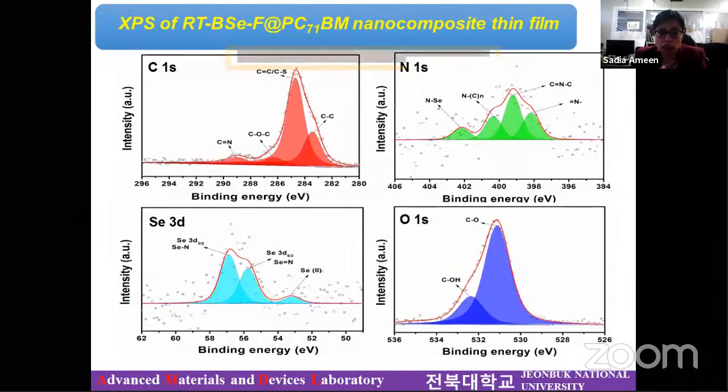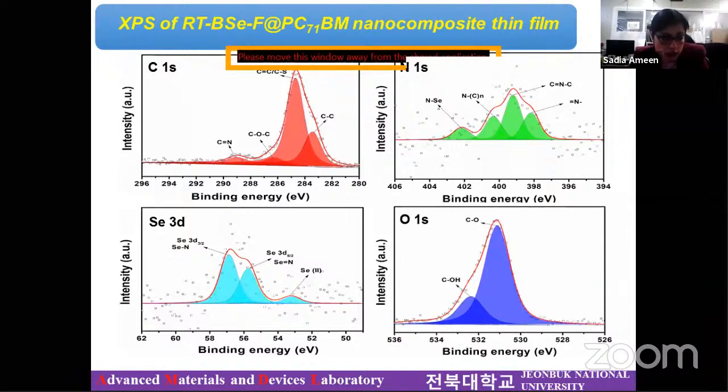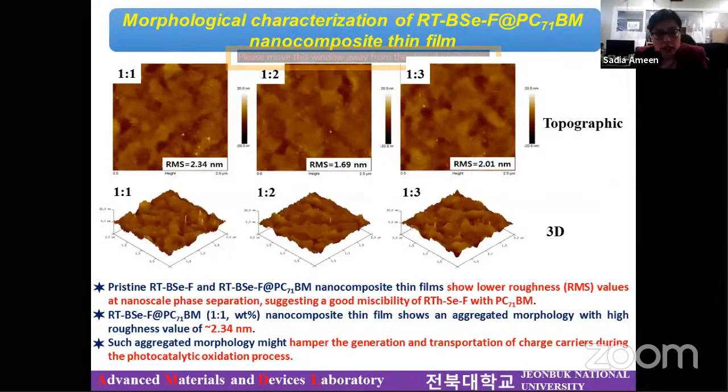Furthermore, we wanted to make sure of the chemical bonding in our synthesized composites. So we did the XPS characterizations, which we have shown here. The occurrence of all the significant peaks, that is for carbon, selenium, oxygen, as well as nitrogen, assured that our material, our nanocomposite films, has been formed. And last but not least, we characterized our material with the morphological characterizations.